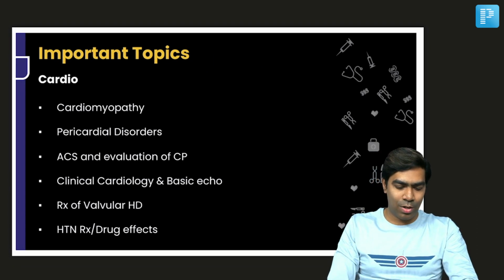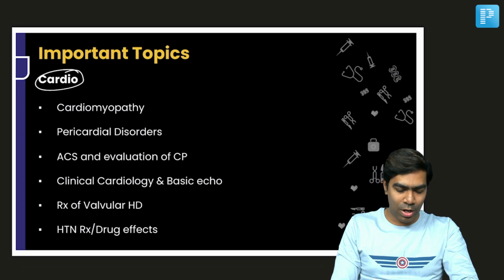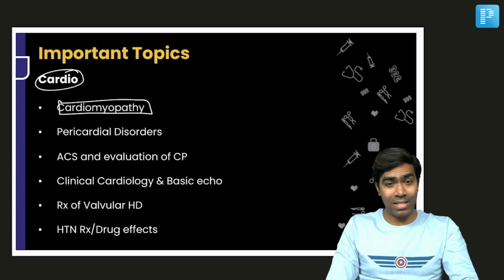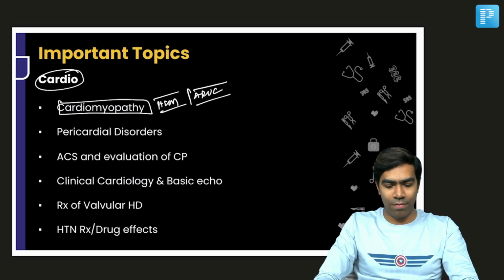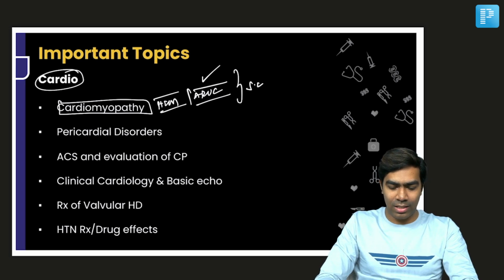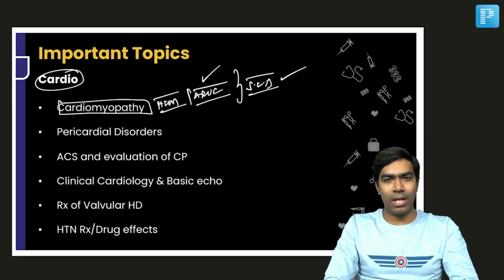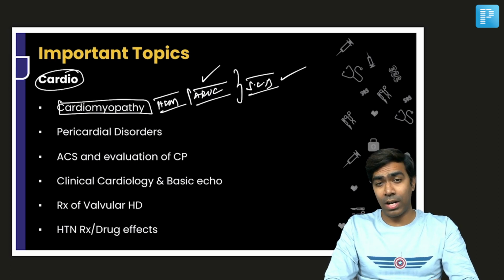When it comes to cardiovascular medicine, the cardiomyopathy part is very, very important, especially hypertrophic cardiomyopathy and ARVC, that is arrhythmogenic right ventricular cardiomyopathy, which is a very important topic for exams. And the sudden cardiac death component of HCM and ARVC is also going to be extremely important. What are the indications for implantable cardioverter defibrillator? These are the areas that you need to concentrate on.